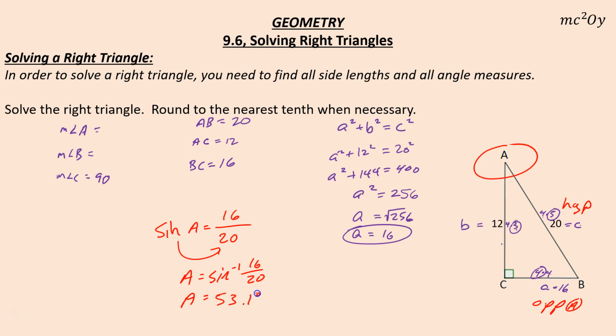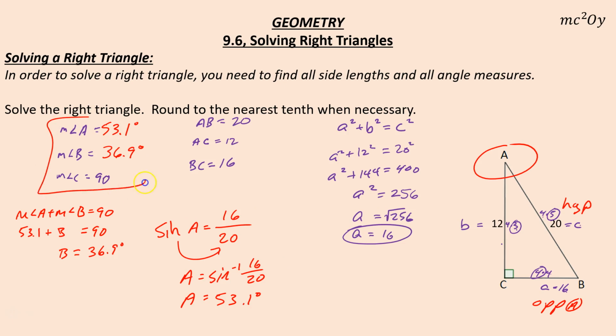Like 53.1 degrees. Okay, and so now if we want to go ahead and find B, we know that measure of angle A plus measure of angle B equals 90. Angle A is 53.1 plus B equals 90. Therefore, B would have to equal 36.9. All right, and so we now have solved the triangle.